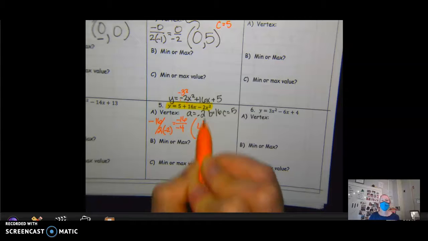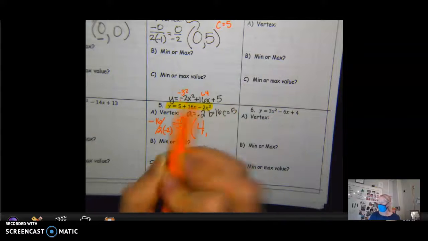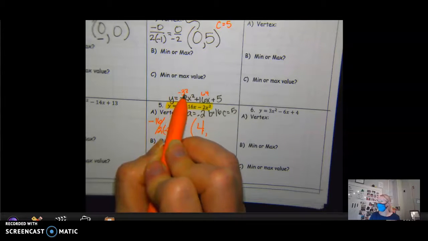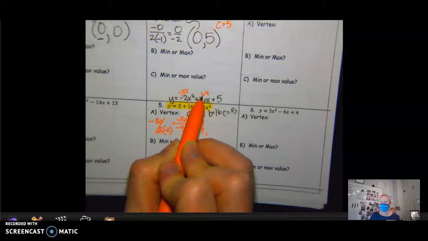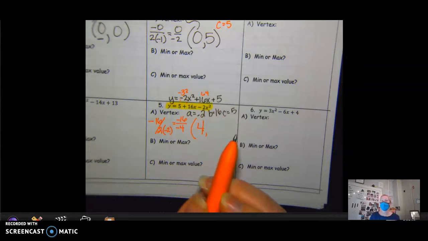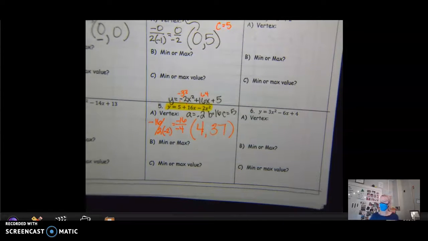You can use a calculator. We're going to plug it in right here. What's 16 times 4? Okay. And then we have plus 5. So now on your calculator, do -32 plus 64 plus 5. What do we get? Positive 37, right? And there's my y value.